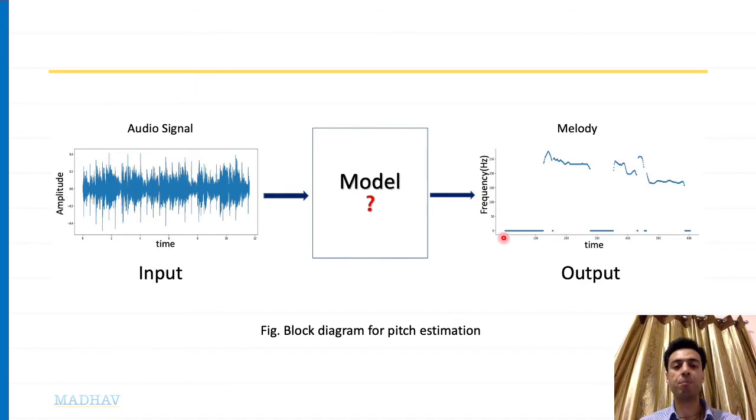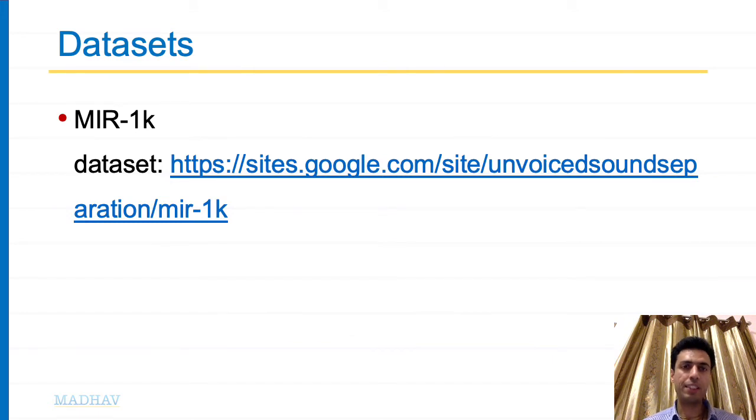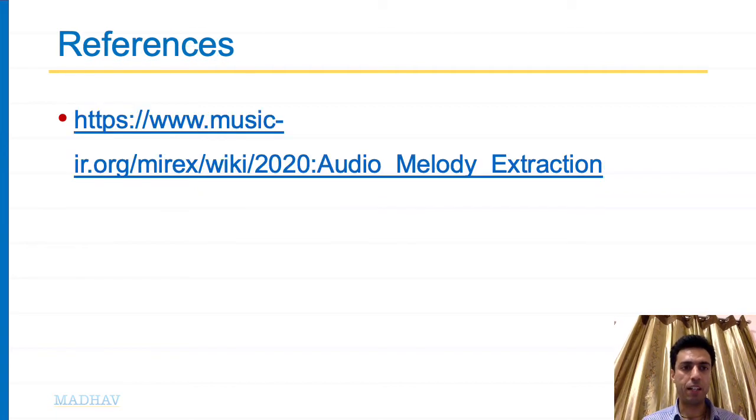Means you can give, there is a standard format which is. Okay, so the data sets which you can use for this problem, you can use MIR-1K dataset. It is available on this website. And then for reference, you can look at this page. This page has a lot of information. For example, what is the format which you can use for your output, how you represent melody, basically time, the timestamp, and the melody value or the frequency value. So time step and the frequency value, time step and the frequency value, like that.